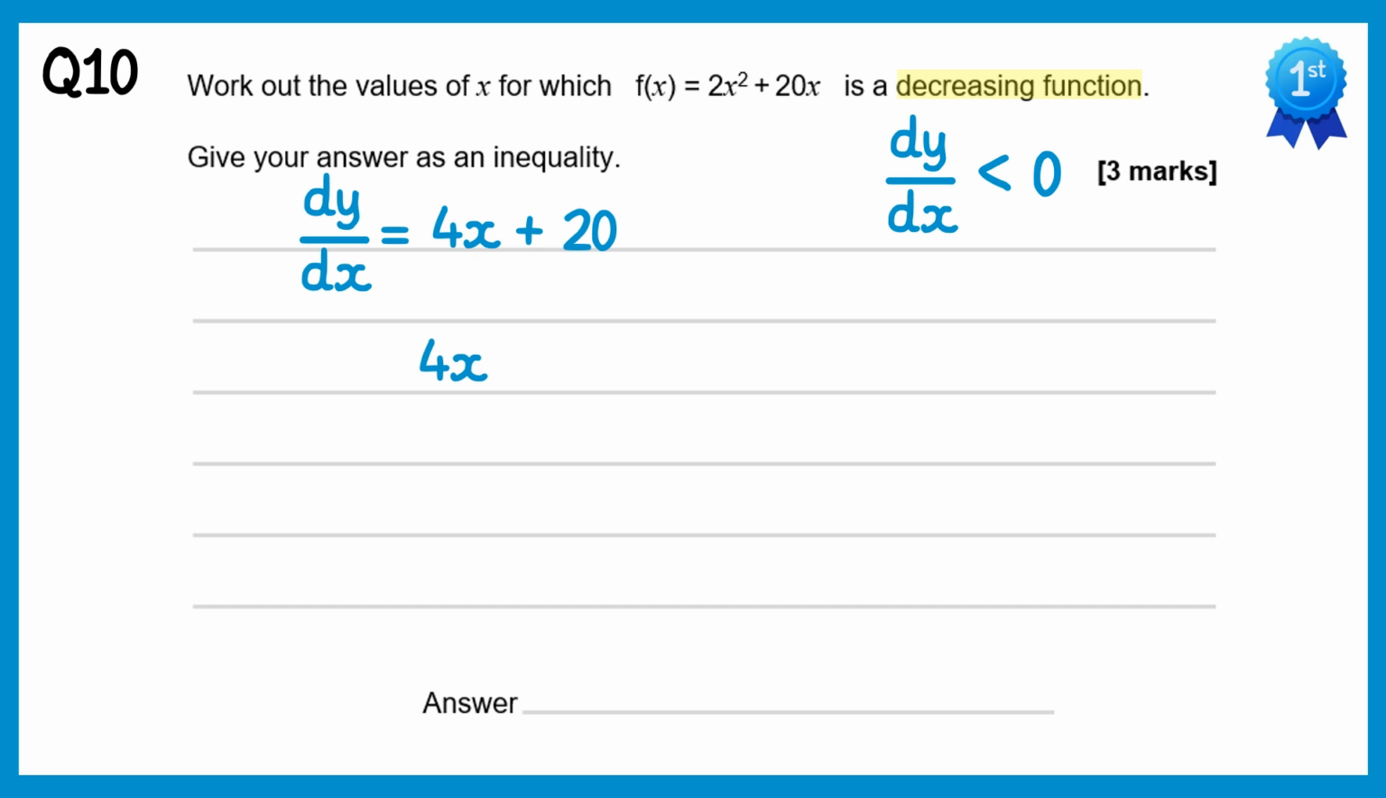So 4x plus 20 is less than 0. If we subtract 20 from both sides, we get 4x is less than -20, and then divide both sides by 4, we get x is less than -5, which is the answer to the question.